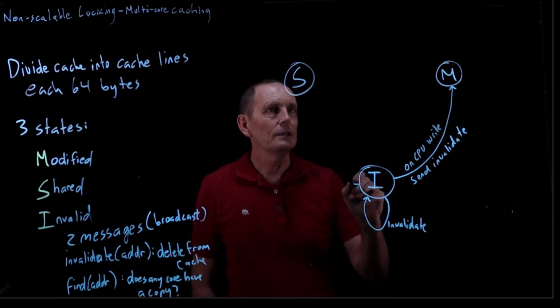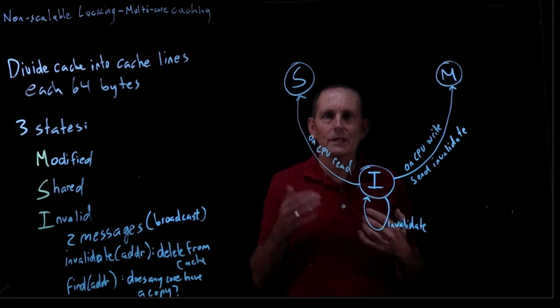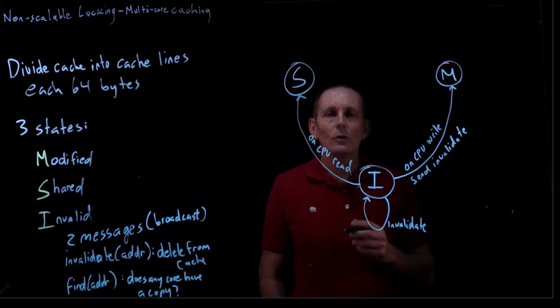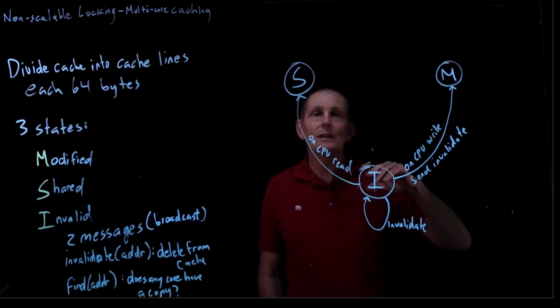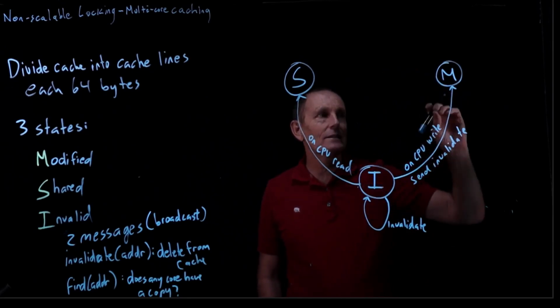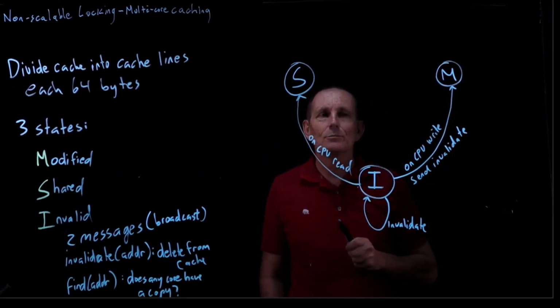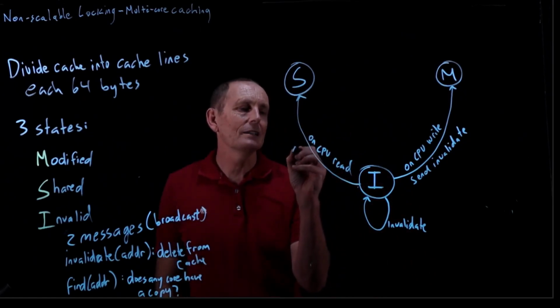If we do a CPU read, and here we're going to read the entire cache line, then we're going to go to the shared state. However, it's important to realize that there may be some other CPU that has a newer version, a modified version of this particular cache line. And so therefore, we need to do a find. So we're going to do a find.